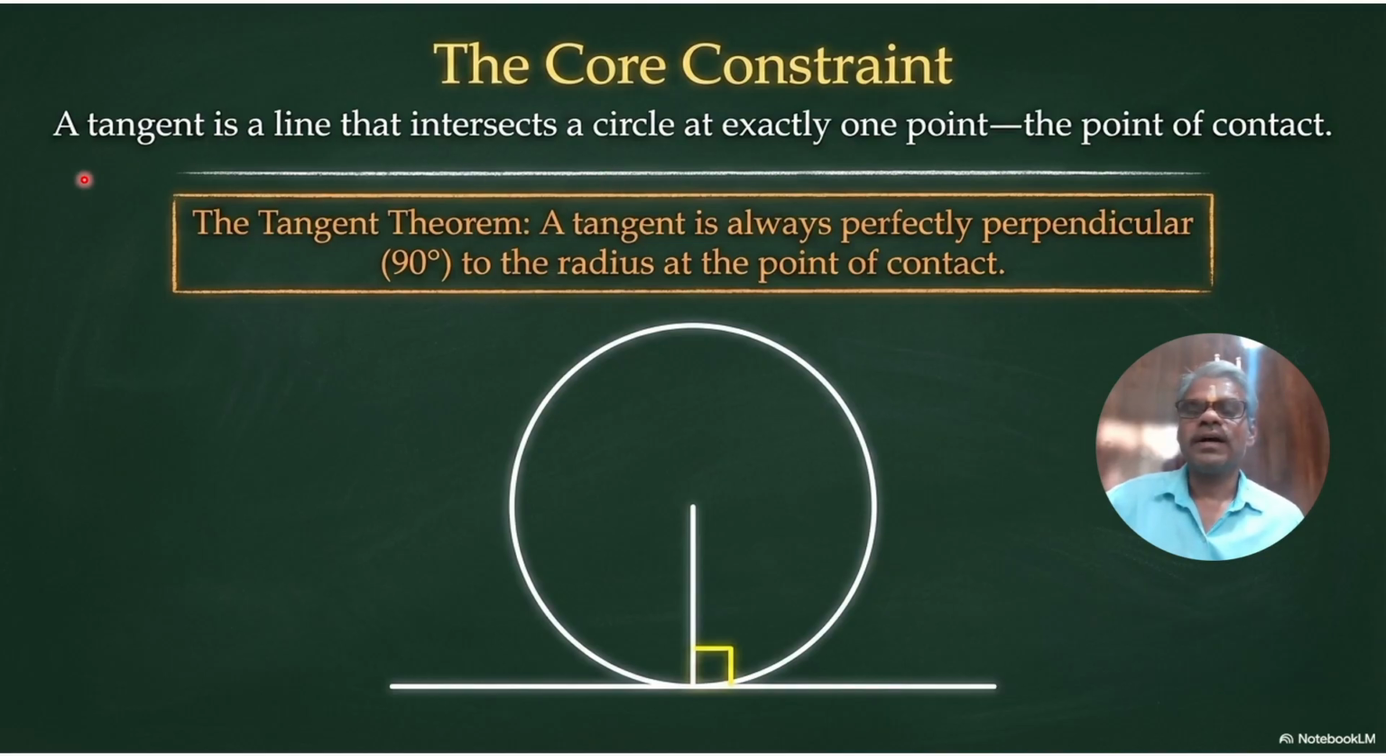The core constraint: a tangent is a line that intersects a circle at exactly one point, the point of contact. The tangent theorem: a tangent is always perfectly perpendicular to the radius at the point of contact. See in the diagram. This is a circle, this is a radius, and this is a tangent, and as per the tangent theorem, this radius is always exactly perpendicular to the tangent.